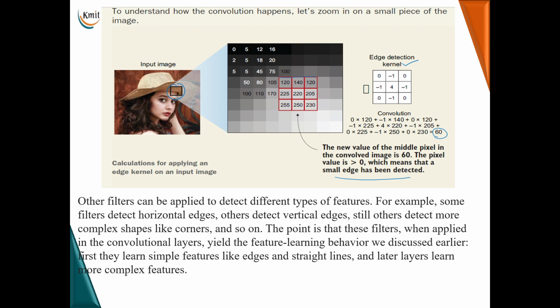So each convolutional layer contains one or more convolutional filters. This is called a convolutional filter. One convolutional layer may have many convolutional filters. The number of filters in each convolutional layer will determine the depth of that convolutional layer.